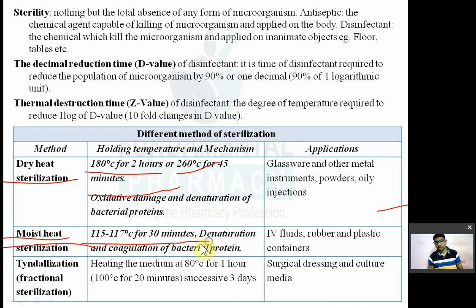So there are different holding temperatures in the autoclave depending upon the application. इसका application क्या क्या है: 121 degrees Celsius for 20 minutes, 121 degrees Celsius for 15 minutes, ऐसा बहुत सारे holding temperature देखिए. So moist sterilization में याद रखो 115 to 117 degrees Celsius for 30 minutes. Now what is the mechanism? Here again denaturation of protein and most important mechanism, that is coagulation of protein. Coagulation of protein.